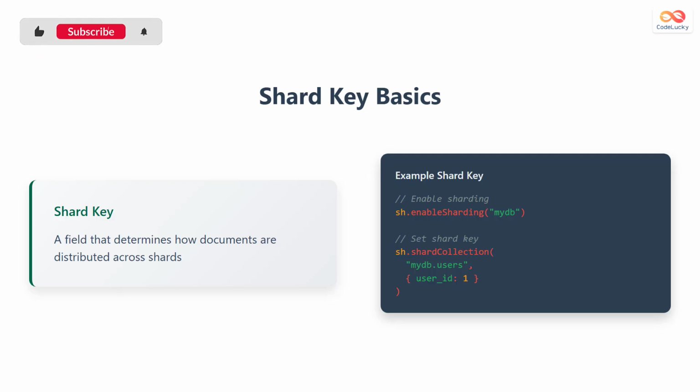Here is an example. First, enable sharding using sh.enableSharding, passing the database name, MongoDB. Then, set the shard collection using sh.shardCollection. Pass the collection name MongoDB.users and specify the shard key. Here, the shard key is user_ID with value 1, indicating ascending order.